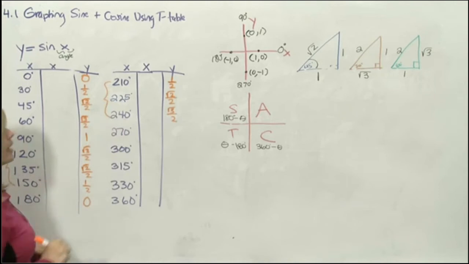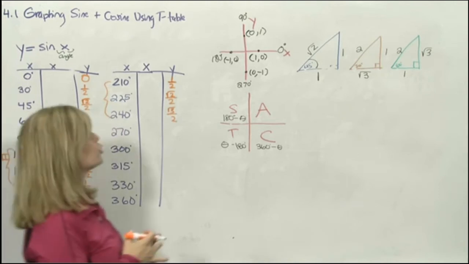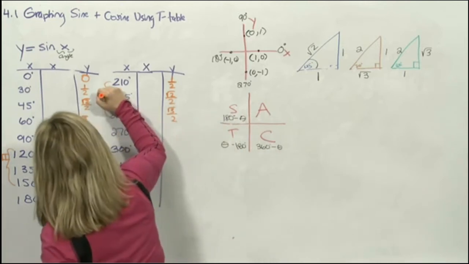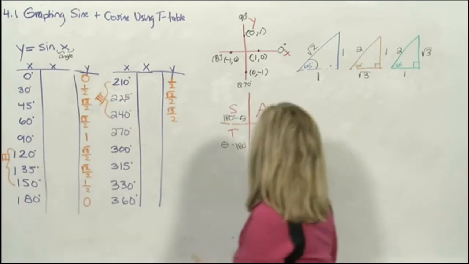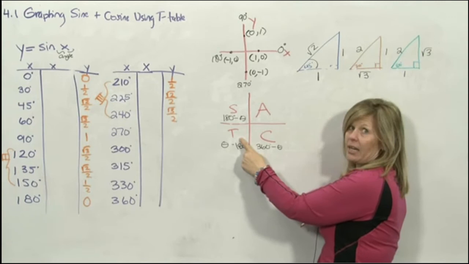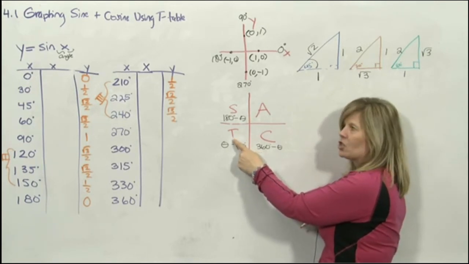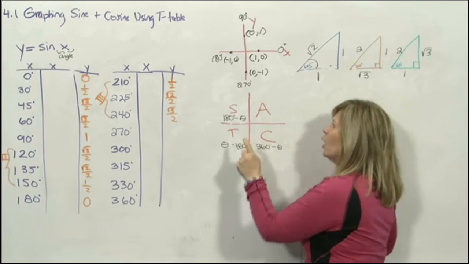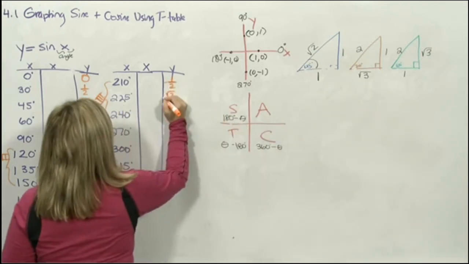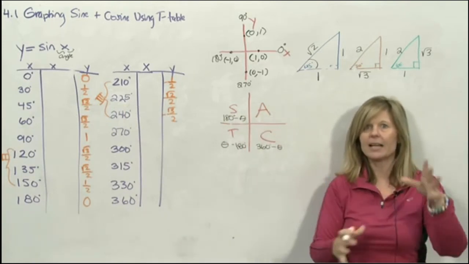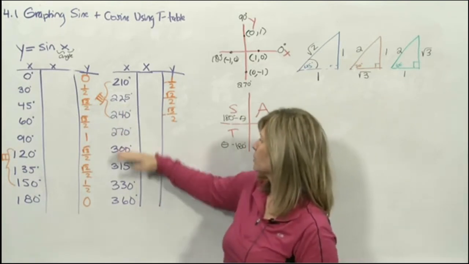All three of these angles, 210, 225, 240, were in which quadrant? They were all in quadrant 3. In quadrant 3, is sine positive or negative? Well, T stands for tangent. Tangent's positive, which means these values are negative. Okay, you see everybody tying in? All right, we got some more to go.